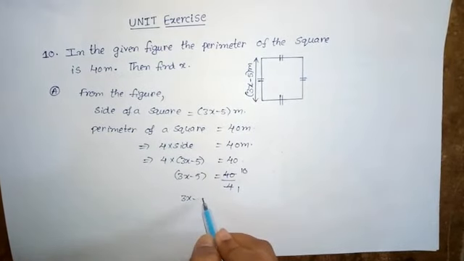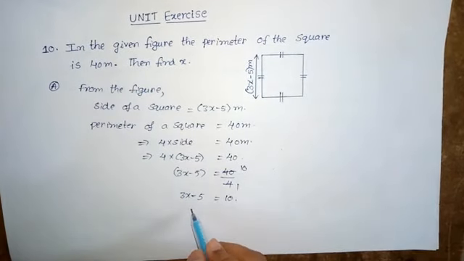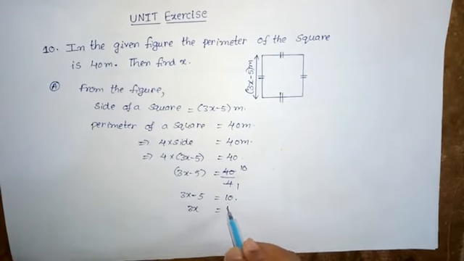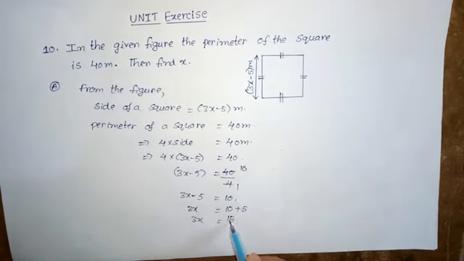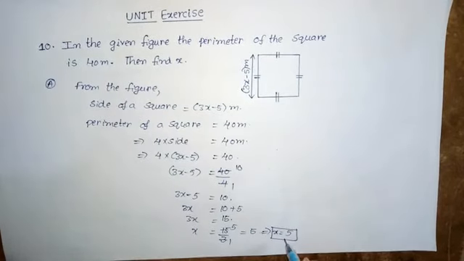So 3x minus 5 is equal to 10. So from this, 3x is equal to 10, minus 5 is moving to the right side, plus 5. So 10 plus 5. So 3x equal to 15. So find the x value. So x is equal to 15 by 3. So 3 is on the left side in multiplication, it is moving to the right side, division. So 15 by 3. So 3 1 ja 3, 3 5 ja 15. It is equal to 5. So x equal to 5 is the solution for the given problem.